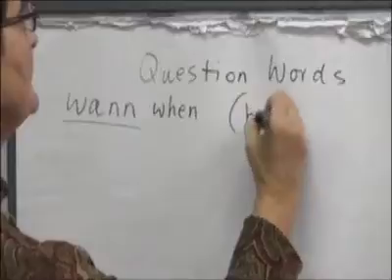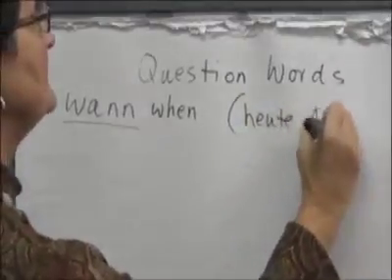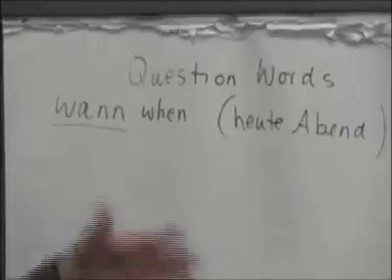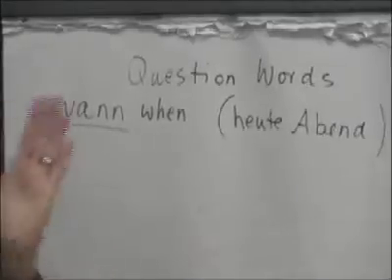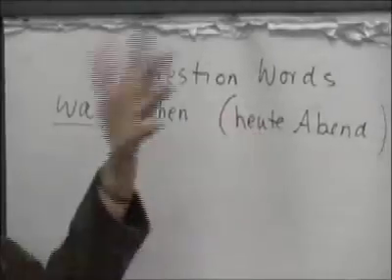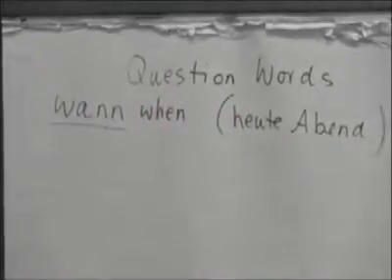Let's say heute Abend. If you see a sentence that says heute Abend, tonight, and we want to know when something is taking place, we would say wann. And the answer would be, oh, tonight, or tomorrow, or whenever it might be.